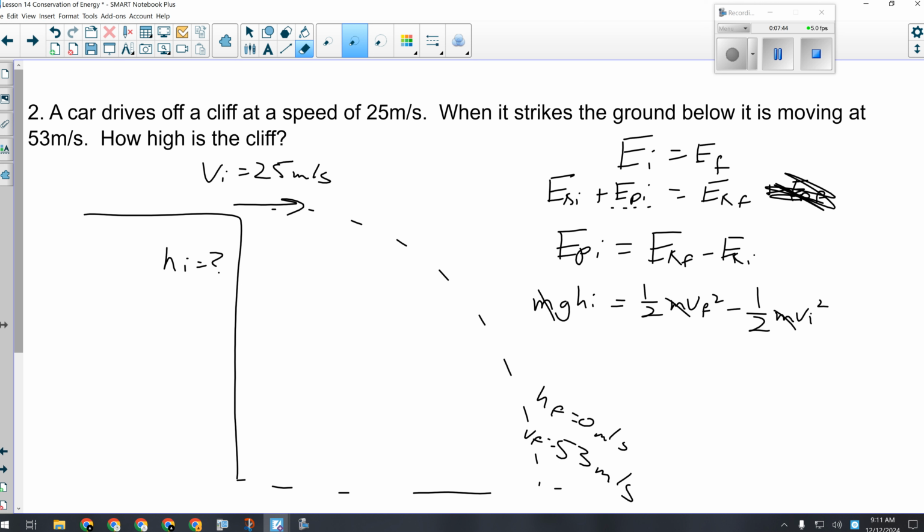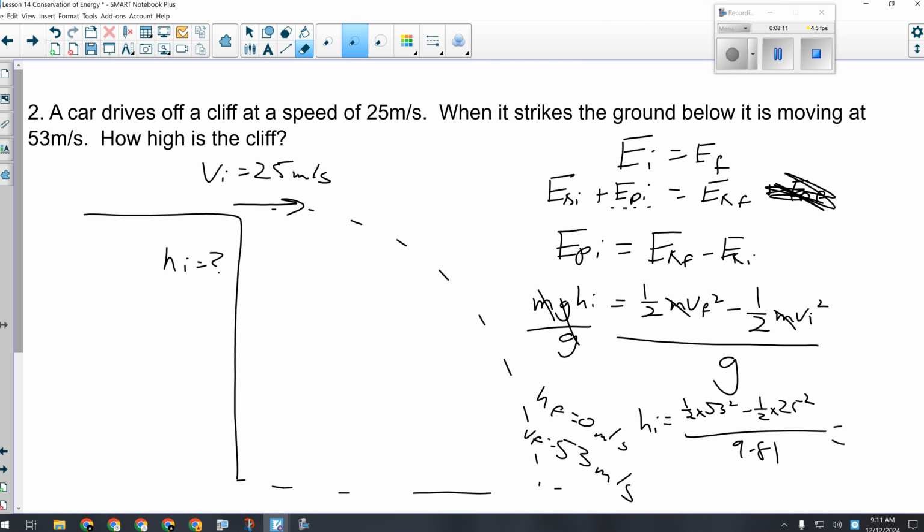I once again forgot to tell you the mass of the car. I do that a lot on practice questions because I always know it doesn't matter. And then what do I have to do with G? I have to divide it over to the other side. All right, now I can put my numbers in. So height initial will be 1/2 times 53 squared minus 1/2 times 25 squared divided by 9.81.